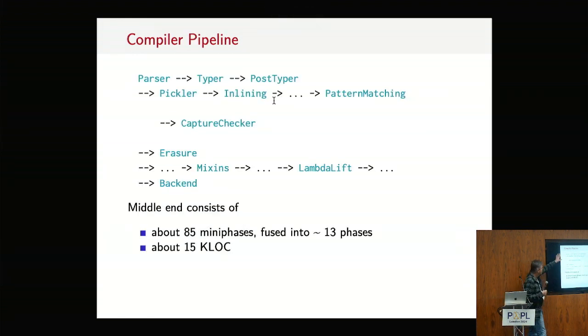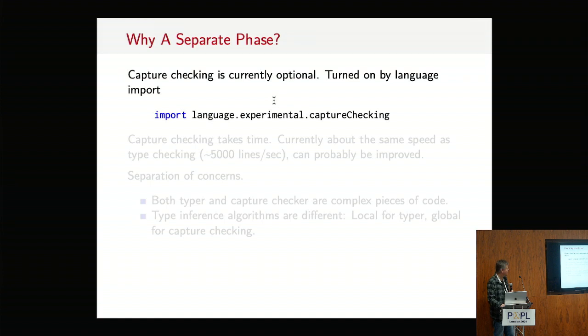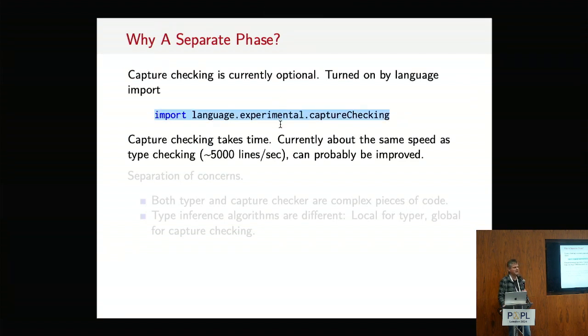So if we look at the Scala compiler in the large, there's a front end, there's a middle end with 85 mini phases, but they're all very small and they're fused into about 13 phases, about 15,000 lines of code. And somewhere in this pipeline, there's a capture checker that does these things. And the capture checking is a separate phase. The reason why is, well, it's currently optional, so you can turn it on or off. You have a special import, language experimental capture checking. If you have that in your source, it will be capture checked, otherwise not. It takes time, so it's about as fast as the typer. So that means it's significant.